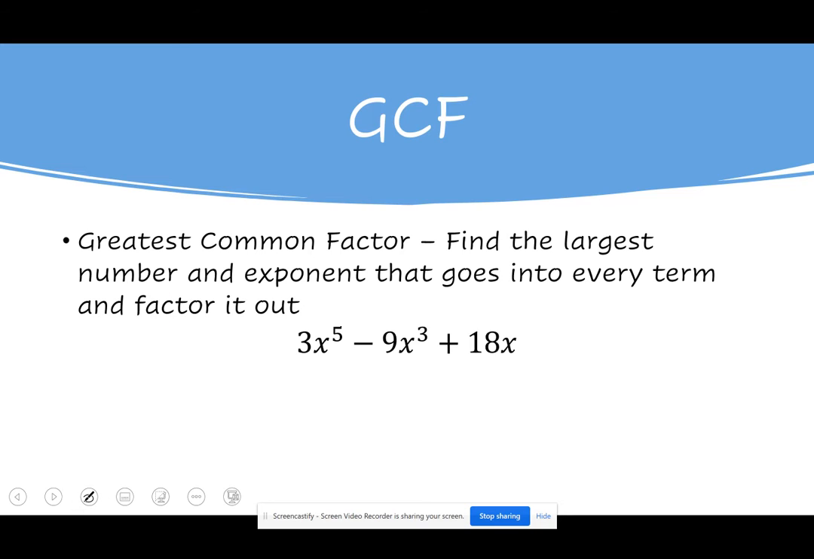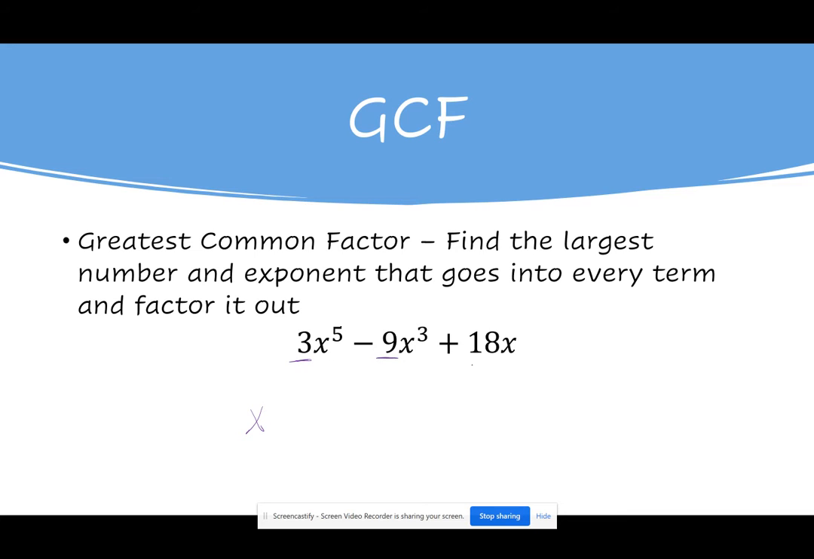We are going to look for the biggest number that goes into all three terms and the biggest exponent that we can take out. The exponent that you're going to take out, you can only take out the lowest exponent. So this one's to the first. We can only take out x to the first because it's in all three terms. So I'm going to write that out in front.